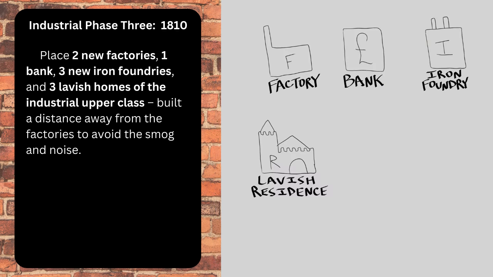Place two new factories, a bank, three new iron foundries, and three lavish homes of the industrial upper class, built a distance away from the factories to avoid the smog and noise.